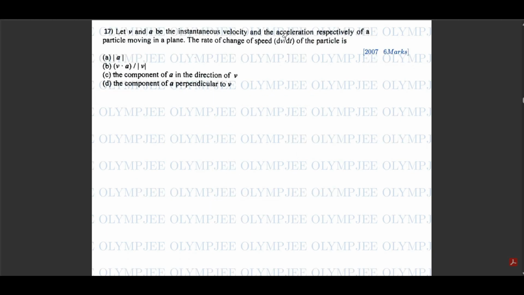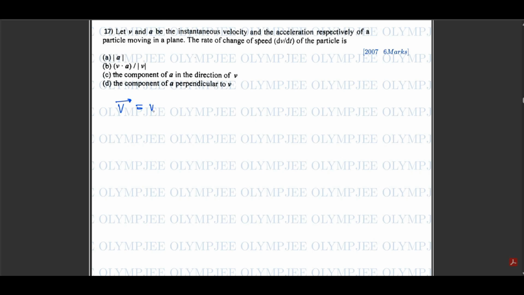So question 17 is a 6-marker question from 2007, which says that let V and A be the instantaneous velocity and acceleration respectively of a particle moving in a plane. The rate of change of speed dv by dt of the particle is. So first, assume that the plane in which the particle is moving is the xy plane.